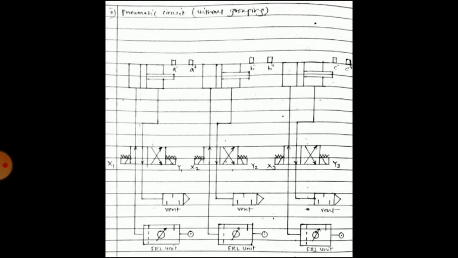Then the pneumatic circuit without grouping. So use separate power packs for each cylinder. The remaining will be the same, that is the direction control valves, cylinders and the proximity switch positions will be the same.